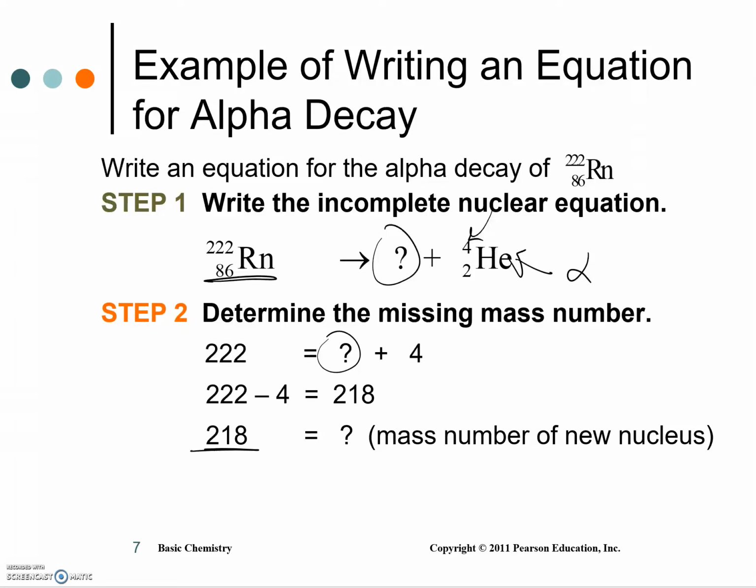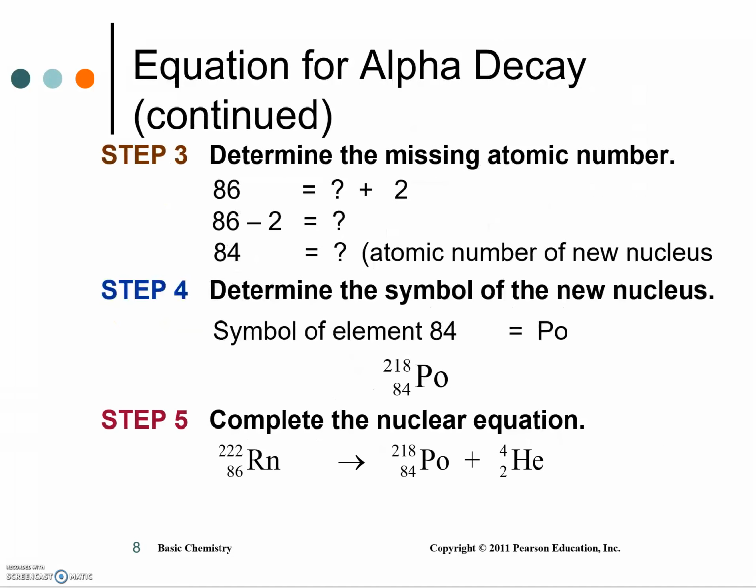But we're not done. We have to figure out how the bottom number or our atomic number changes as well. You can use the same exact method. You're going to take 86, remember they have to equal each other, is equal to your unknown plus 2. And that 2 comes from your alpha particle at the bottom. And by solving for your unknown, you find out that your new atomic number is 84.